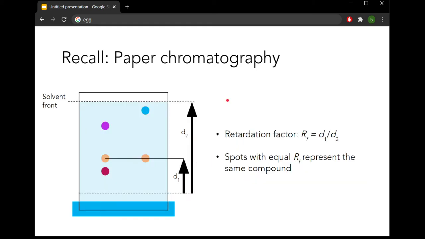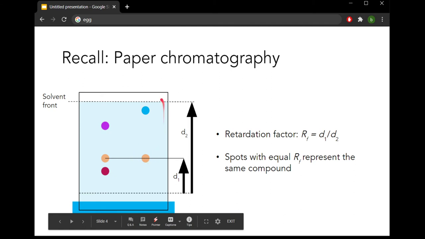So one property that we can gain from these chemicals is the retardation factor. I'm sorry for the name, but that's really what it's called, the retardation factor. Or rather, how readily that compound is separated from the solvent front. So quite simply, we take it as D1 divided by the solvent front distance, right?